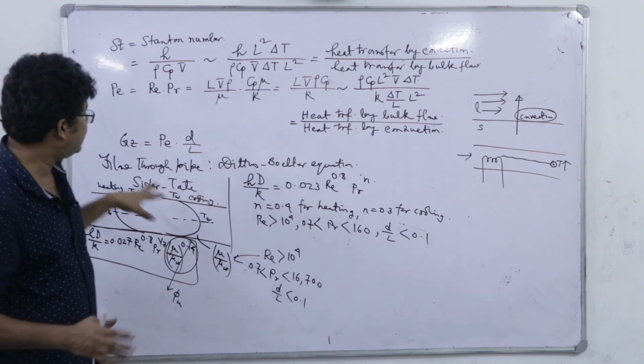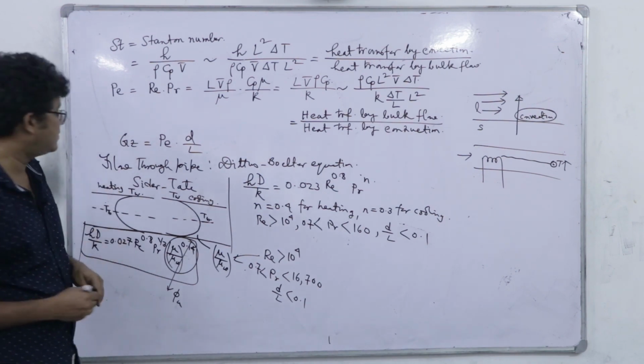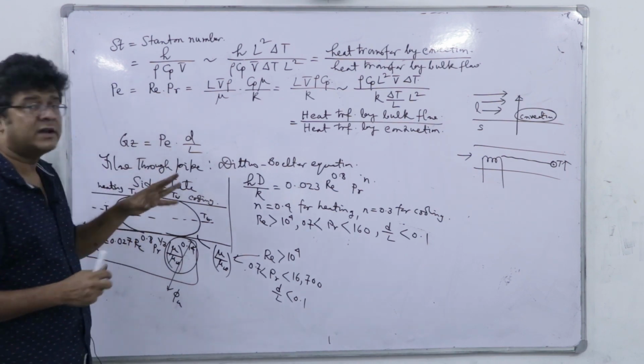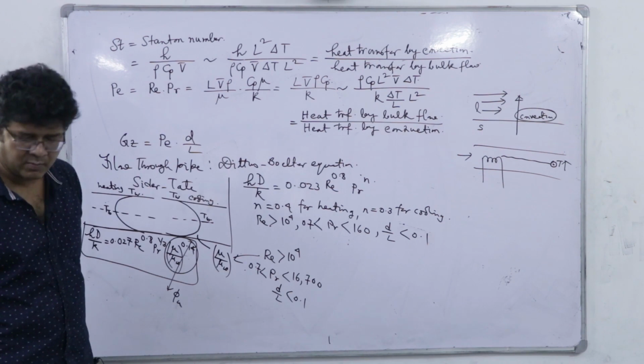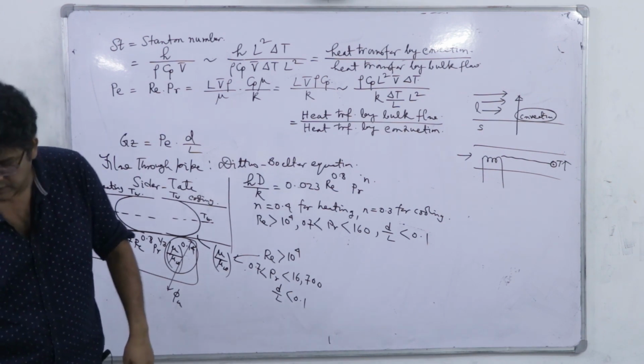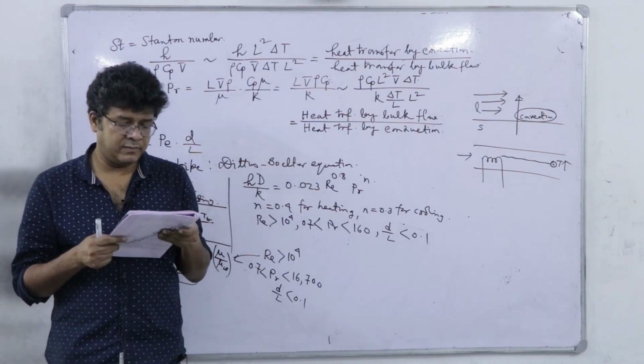However, Sieder-Tate or Dittus-Boelter are not applicable for liquid metals, right. So for liquid metals we have a different equation. That is not a standard, you do not have to remember it. If any problem is given in GATE with liquid metal, it will be specifically supplied.